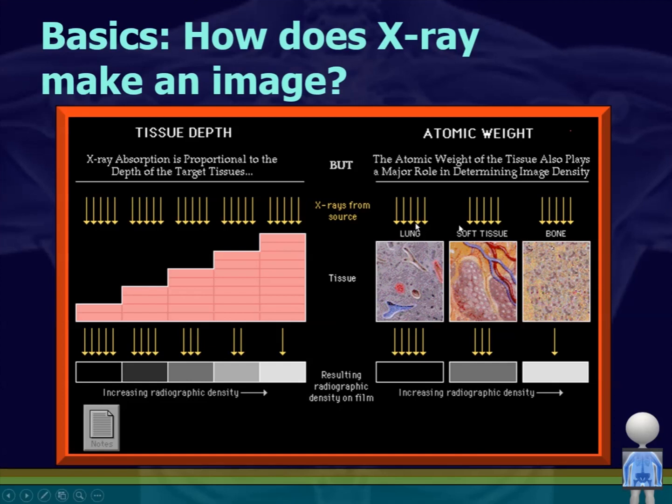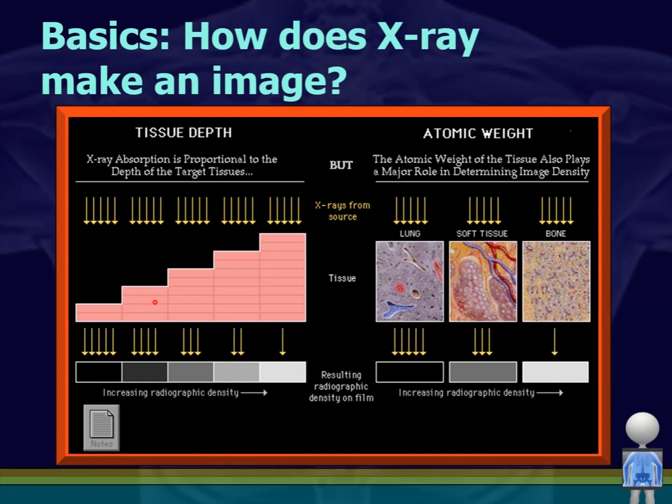Here, I like this picture because it shows that tissue depth is one thing that affects density. Very skinny or thin tissue can show darker on the film. Remember that true black on a film is nothing. So air, what color is air on a film? Well, it's black. It doesn't show up at all.